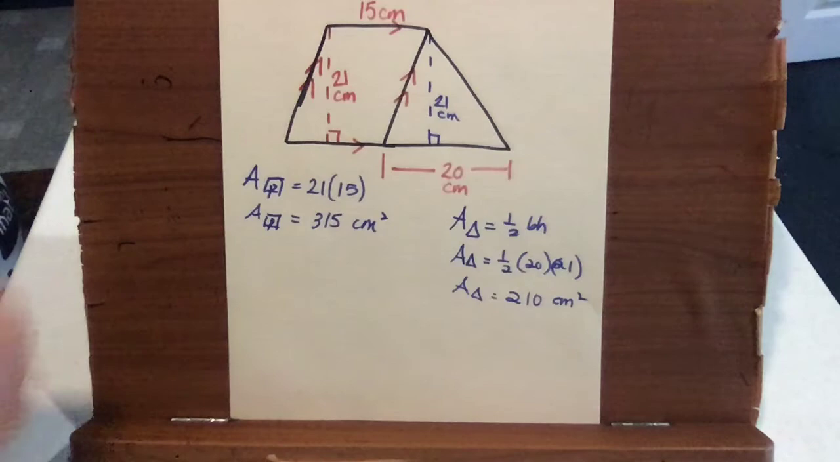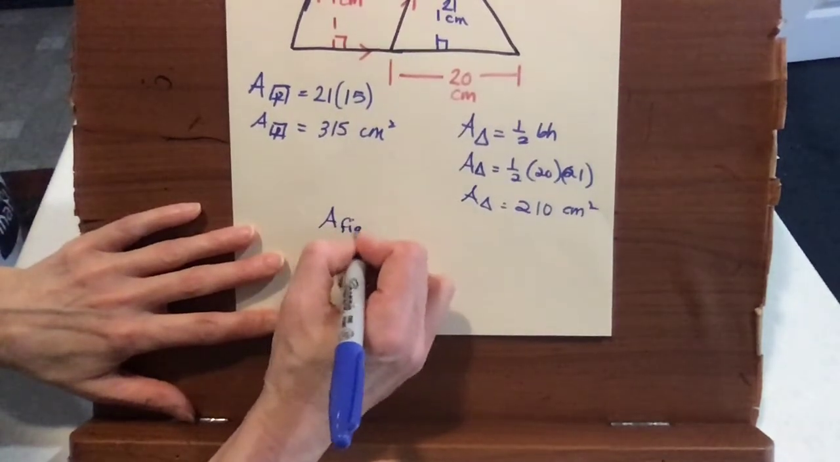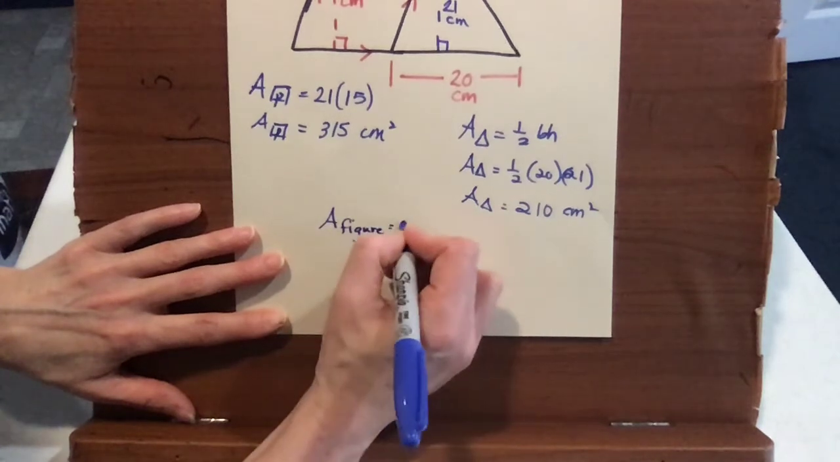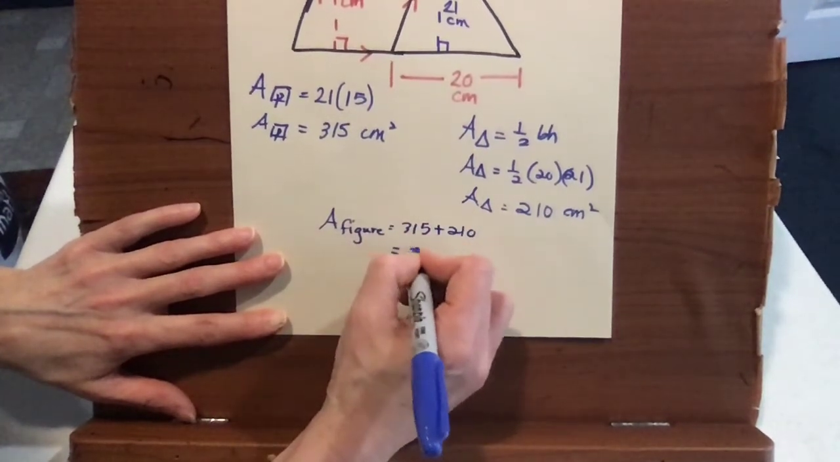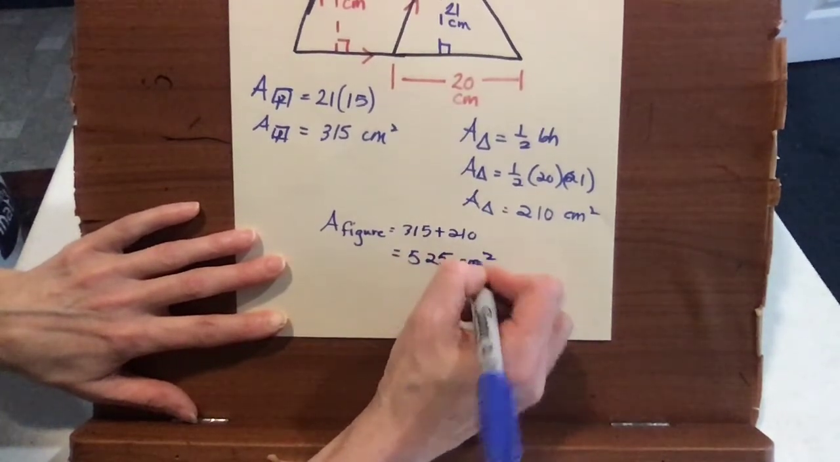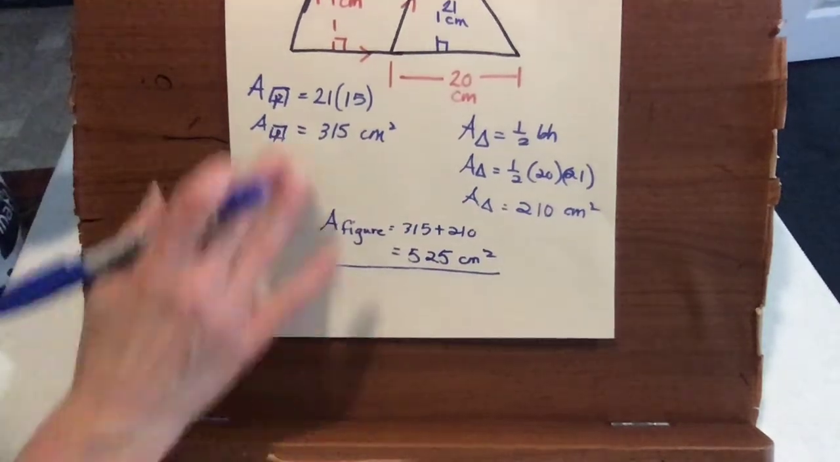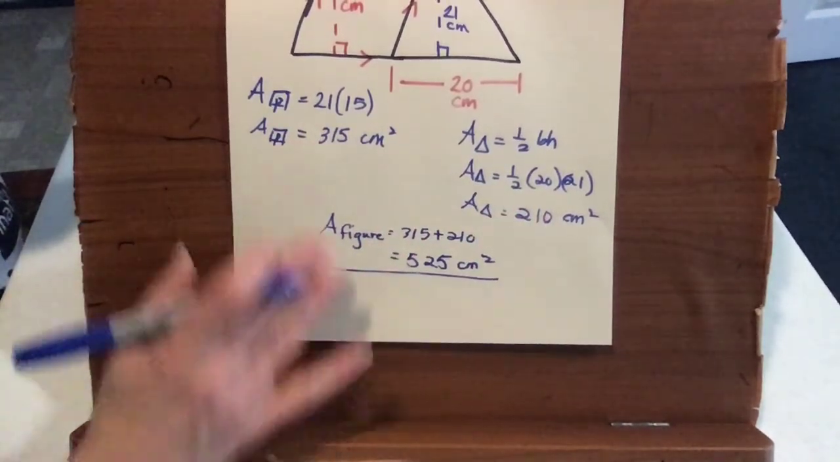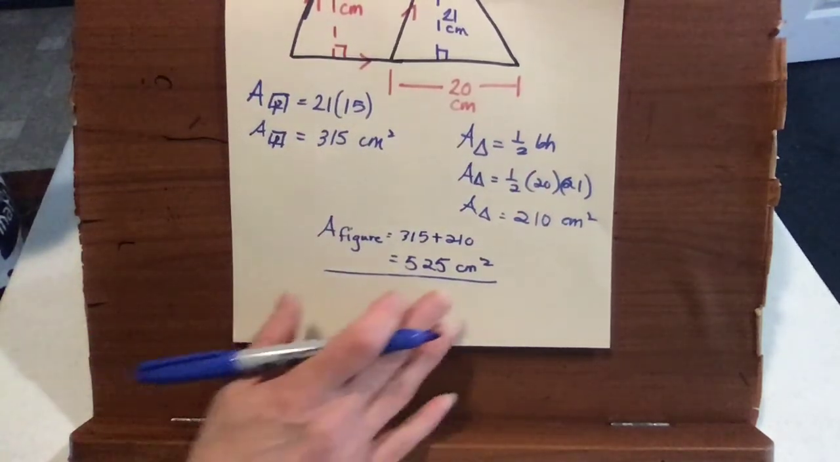And now we want to put together the area of the whole figure. So I'm just going to put figure here. It's going to be 315 plus 210, which is going to give us 525 centimeters squared. And that's our final answer. Okay, labeling is important, okay, so that you can tell the difference between what you're working with, identify it, and then put it together.